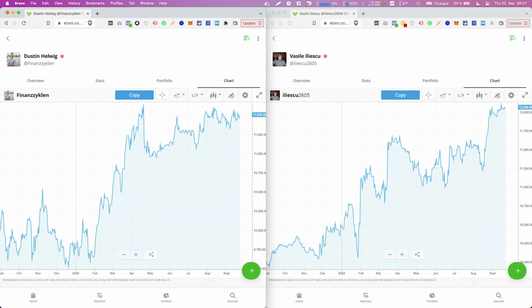Based on what we've seen so far, the portfolio of Finanzzyklen would be the slightly better choice, but there is one last but very crucial thing to compare, and that is the chart for at least the last year. And if we look at that, we can see that Finanzzyklen had a great start in 2022, but has been moving sideways since his all-time high in the middle of April, while our portfolio on the right has overall bigger swings and also some sideways movements from April to the middle of August, but overall is moving upwards in a more consistent pattern.